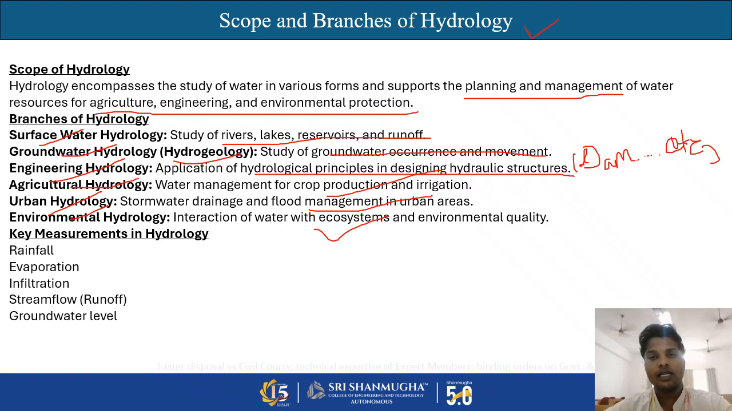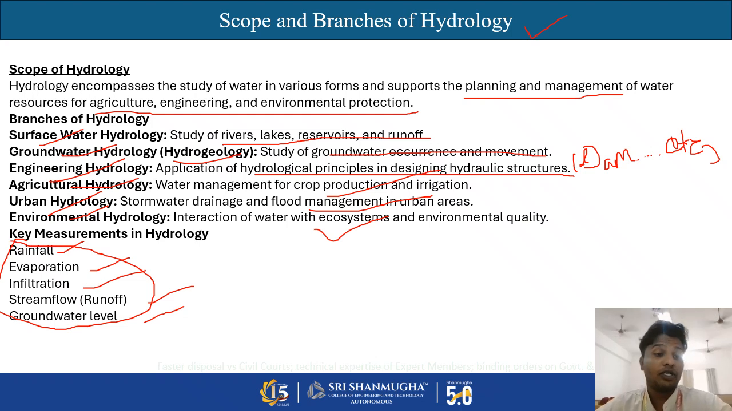To measure hydrology, there are different measurements: rainfall, evaporation, infiltration, stream flow, and groundwater level. These are the parameters to measure hydrology. There are different formulas derived by scientists to measure rainfall, evaporation, infiltration, stream flow, and groundwater level in the hydrological cycle.